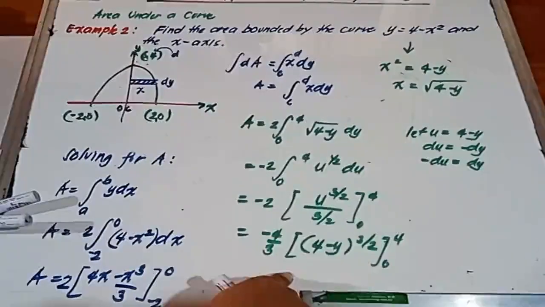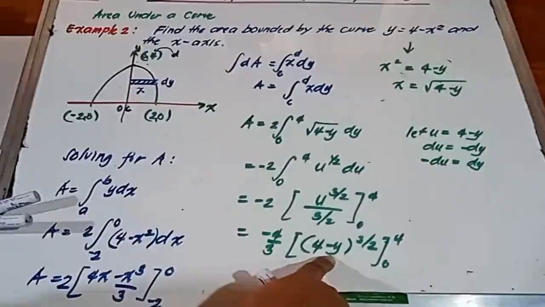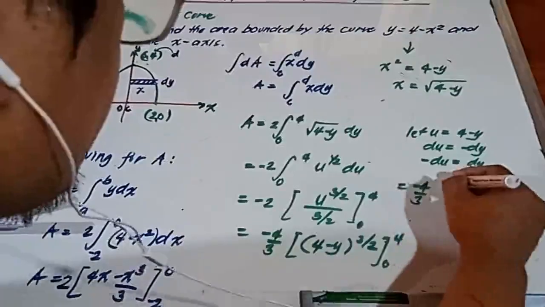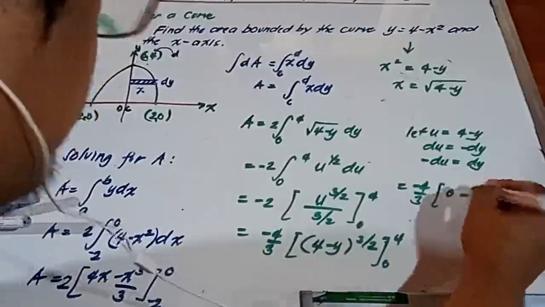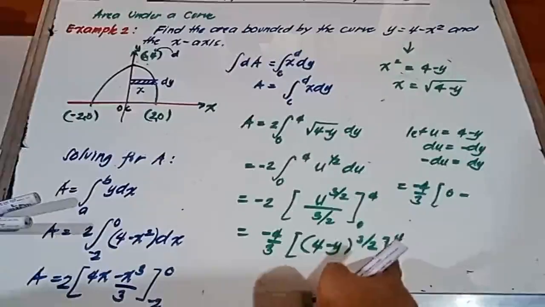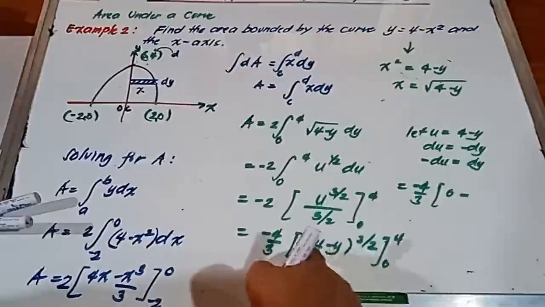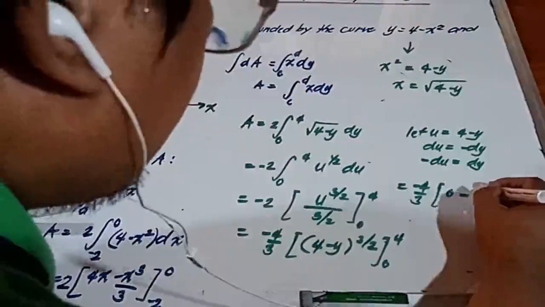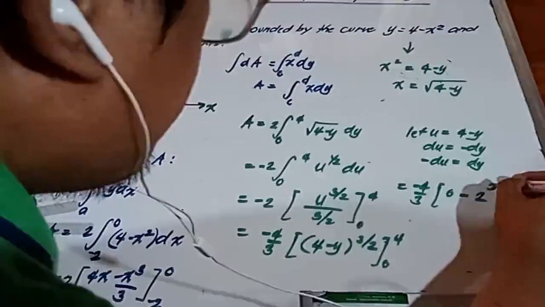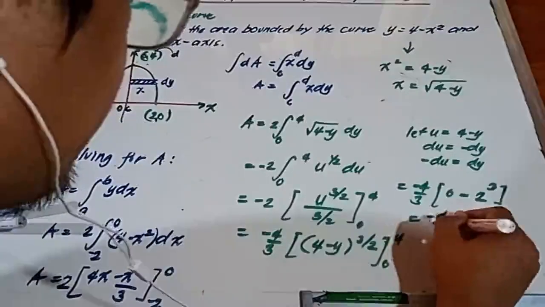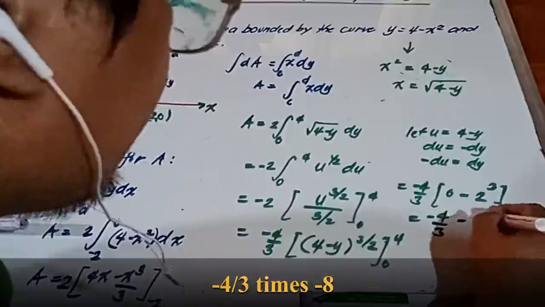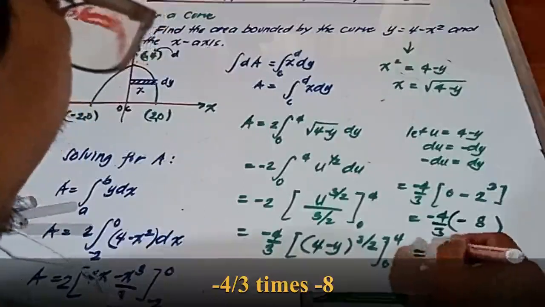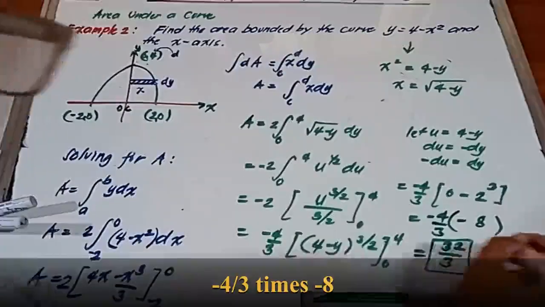Substitute natin yung 4. 4 minus 4, 0. So, wala na isa. Okay? So, matitira yung negative 4/3. We have 0 na isa. Minus, if y is 0, so that's 4 minus 0 is 4. Square root of 4, 2. So, matitira na lang 2 cube. Okay? So, negative 4/3 minus 8. Okay? So, we have 32 over 3. So, mapapansin nyo, we got the same answer.